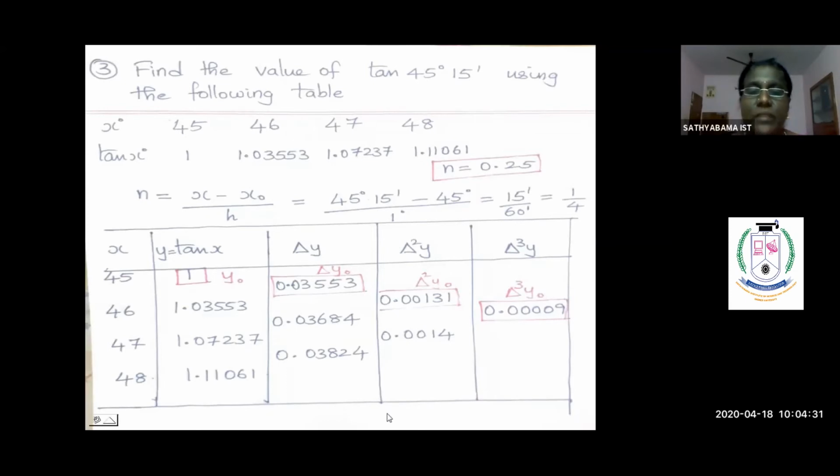Okay. So here n is equal to x minus x naught by h, which is 45 degrees 15 seconds minus 45 degrees, by what is h here? h is 46 minus 45 degrees, which is 1 degree. So now in the numerator, the difference will be 15 seconds. 1 degree is equal to 60 seconds and therefore it is 1 by 4. So the n value is immaterial of the units. So I should not write in seconds here. It is 1 by 4, which is 0.25. So now I got n.